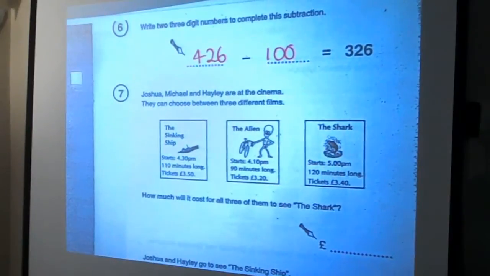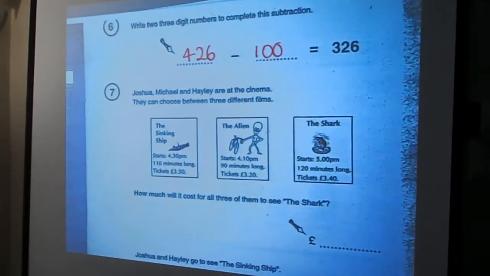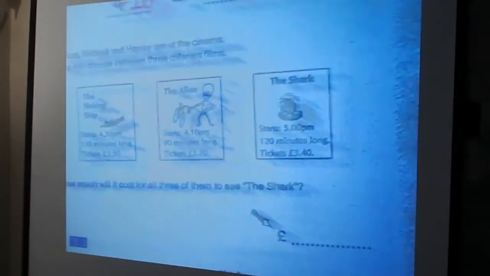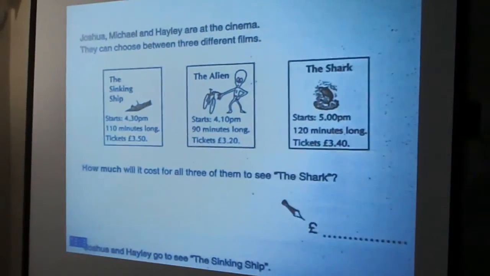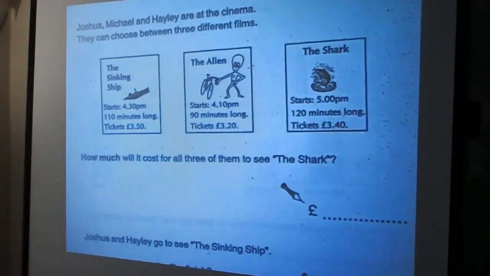Joshua, Michael and Haley are at the cinema. They can choose between 3 different films. Okay, let's make this question a little bit bigger. Here we go. The sinking ship, the alien, and the shark. How much will it cost for all 3 of them to see the shark?